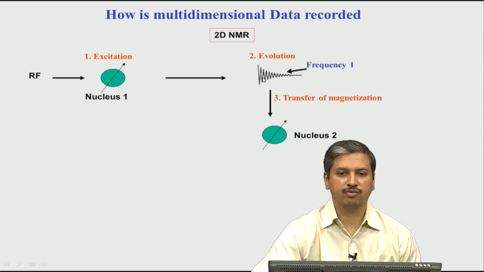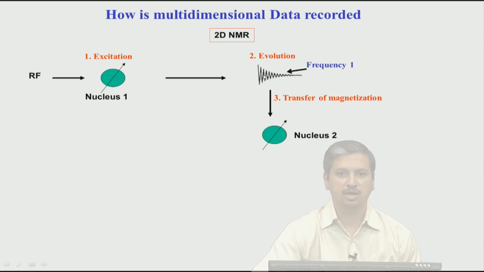We will again, as I said, go through this exercise of understanding 2D in different ways. So, this is one way to understand: we have a nucleus which is excited, it is now evolving or moving in chemical shift, because of which you get these oscillations, and during that process it is also relaxing, that is why it is showing a decrease. During this process, when it is moving in chemical shift as well as relaxing, it transfers the energy, or transfers the magnetization, to another nucleus.